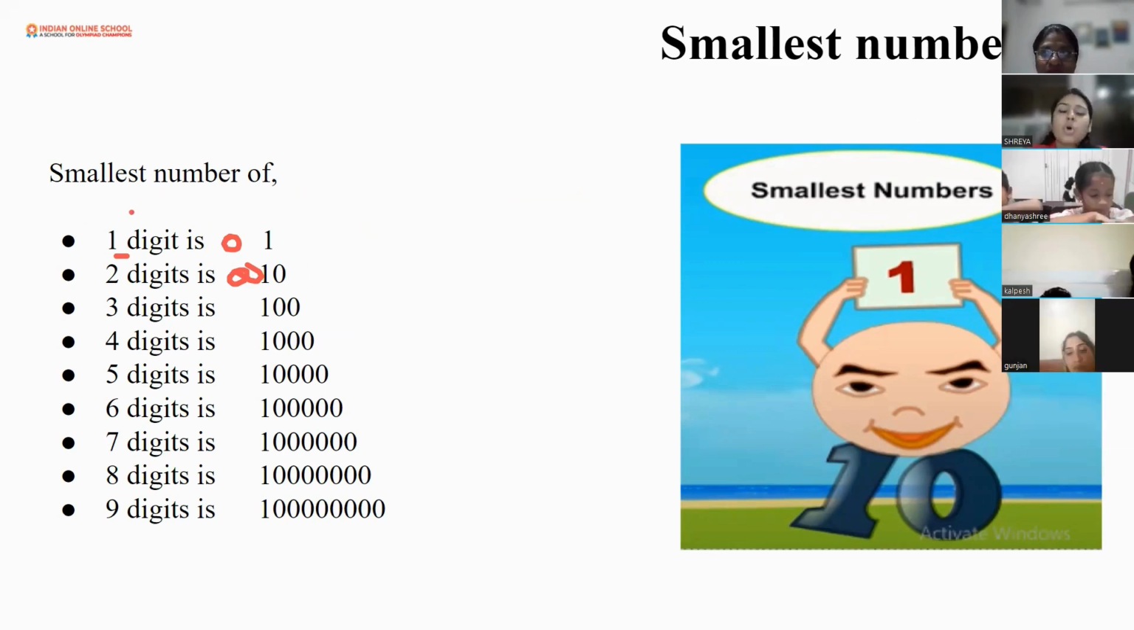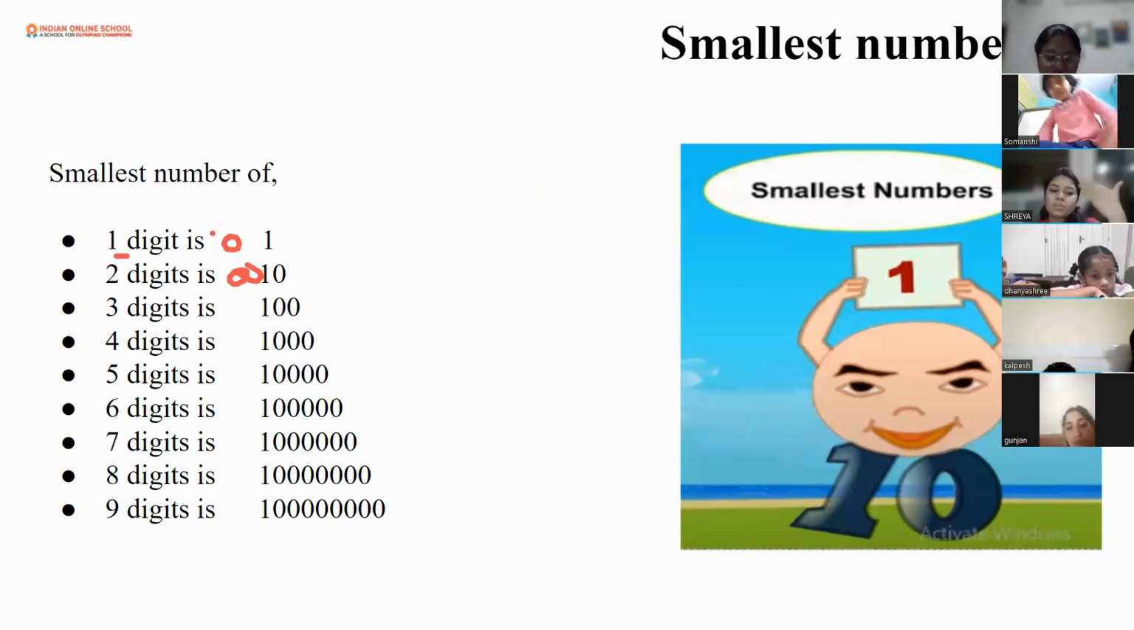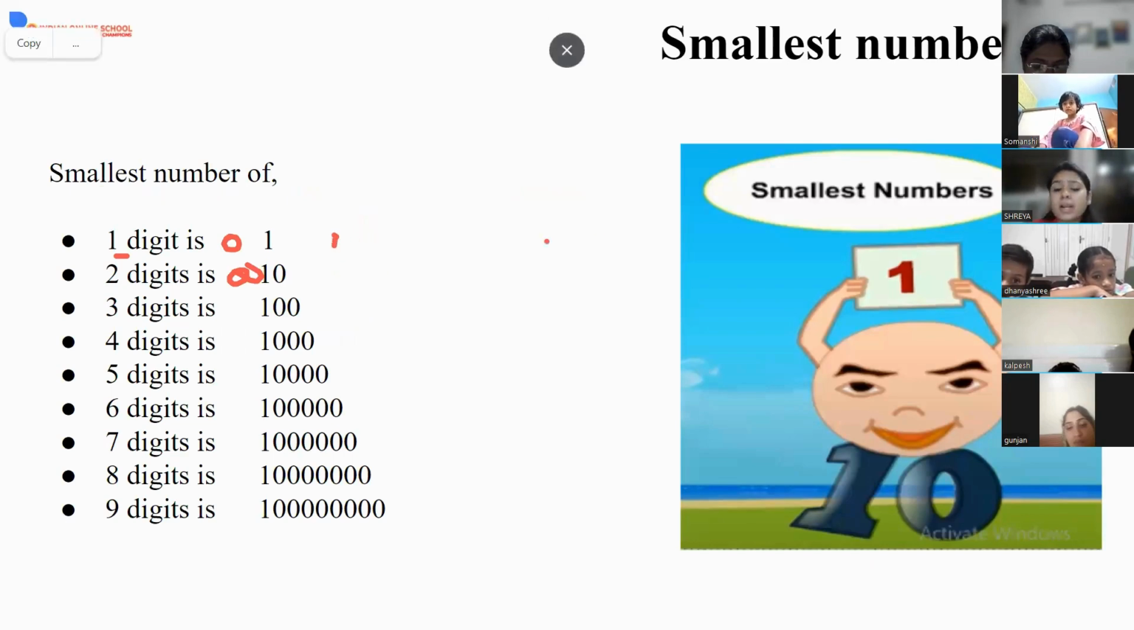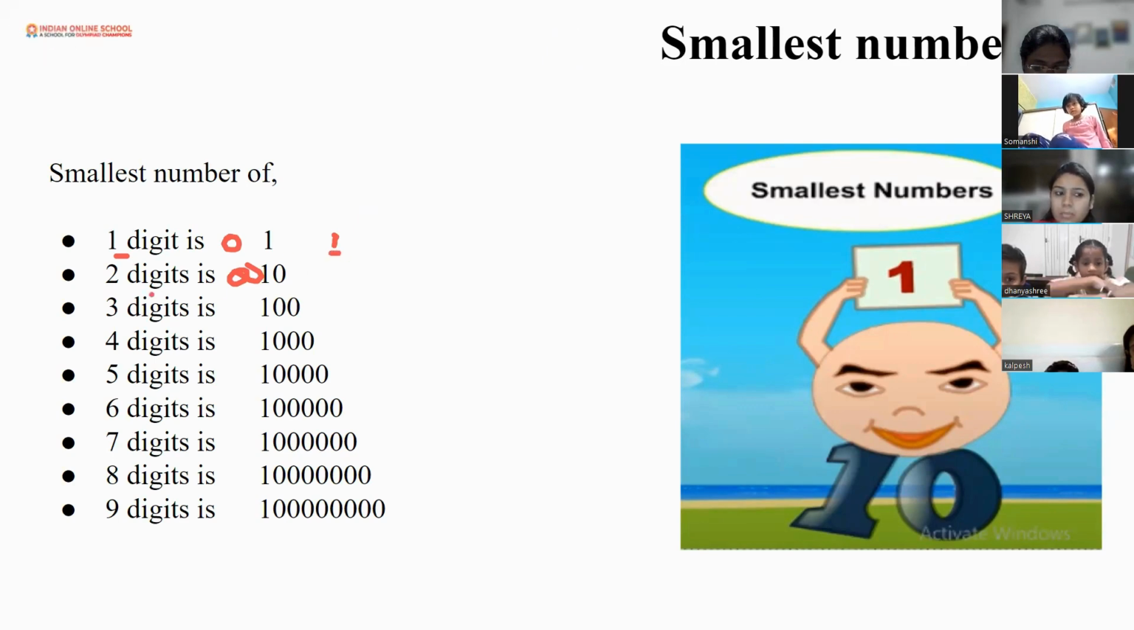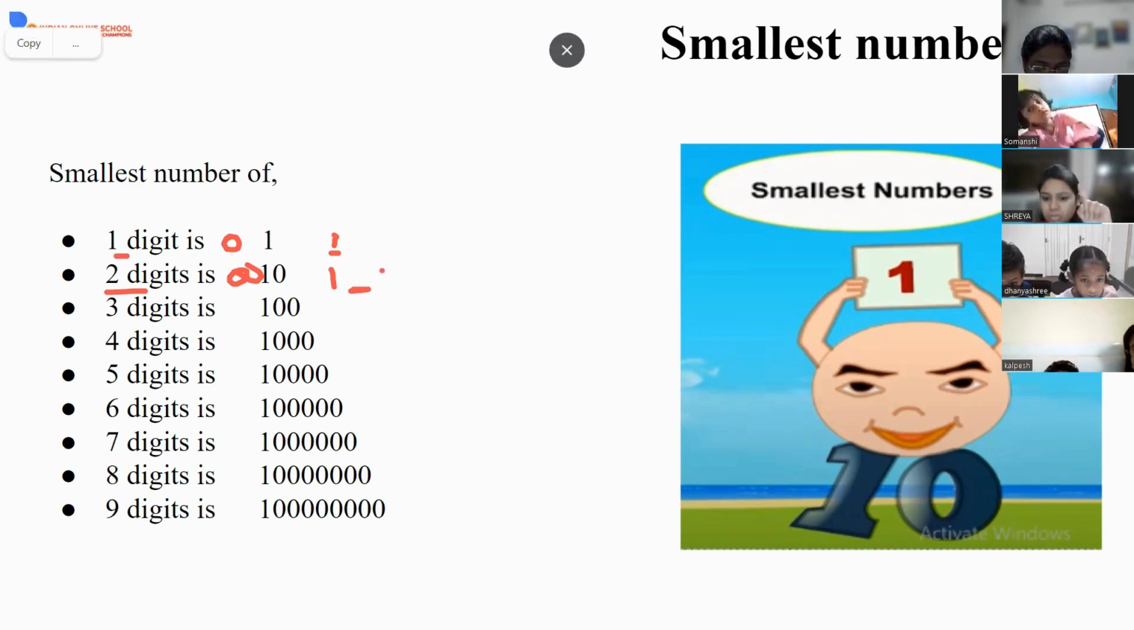So, over there, 9 was on repetition mode. But over here, what's the rule? You start with 1 and keep on adding 0 to it. For example, in one digit number, you use 1. It's a one digit number. Two digit number, you use 1, and for making it two digits, you need one more digit. Yes or no? Yes. So you fill up this space with a 0.